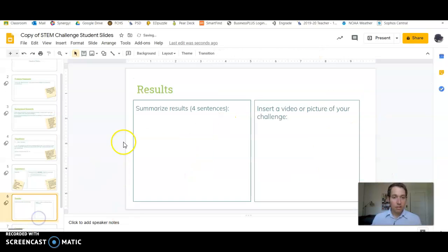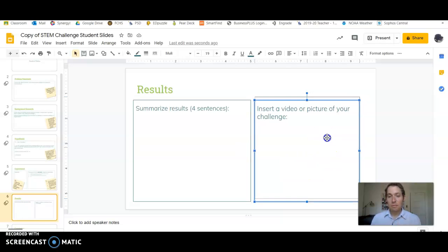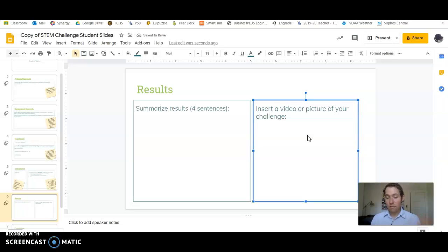Okay, you'll get your results. Were you able to construct a tower that was, I don't even remember what I said, 40 inches tall? Did it tip over? Did it break? List the results. And importantly, please make sure that you include a picture, several pictures, or video of you completing the challenge or doing the experiment.